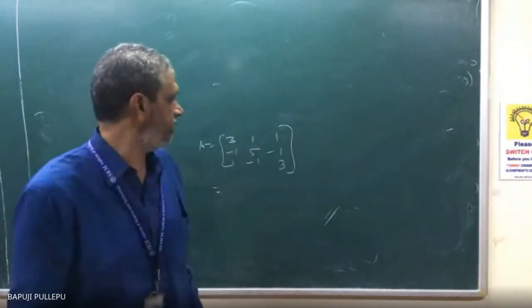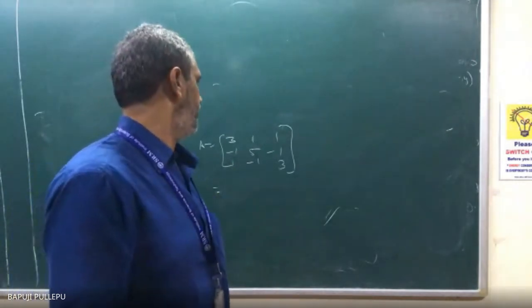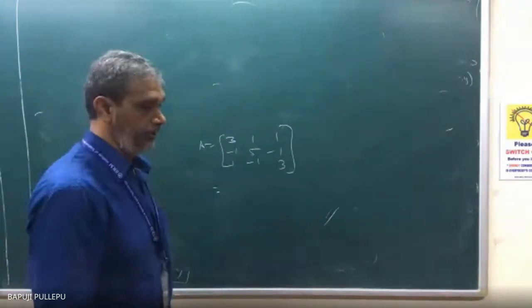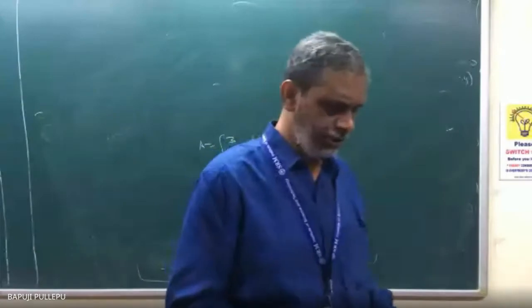Now, take A equal to the matrix 3, 1, 1, minus 1, 5, minus 1, 1, minus 1, 3. So you have to do it and show me one by one. Go up in your video and show the notes. What is it? The last line is 1, minus 3, minus 1, 3.